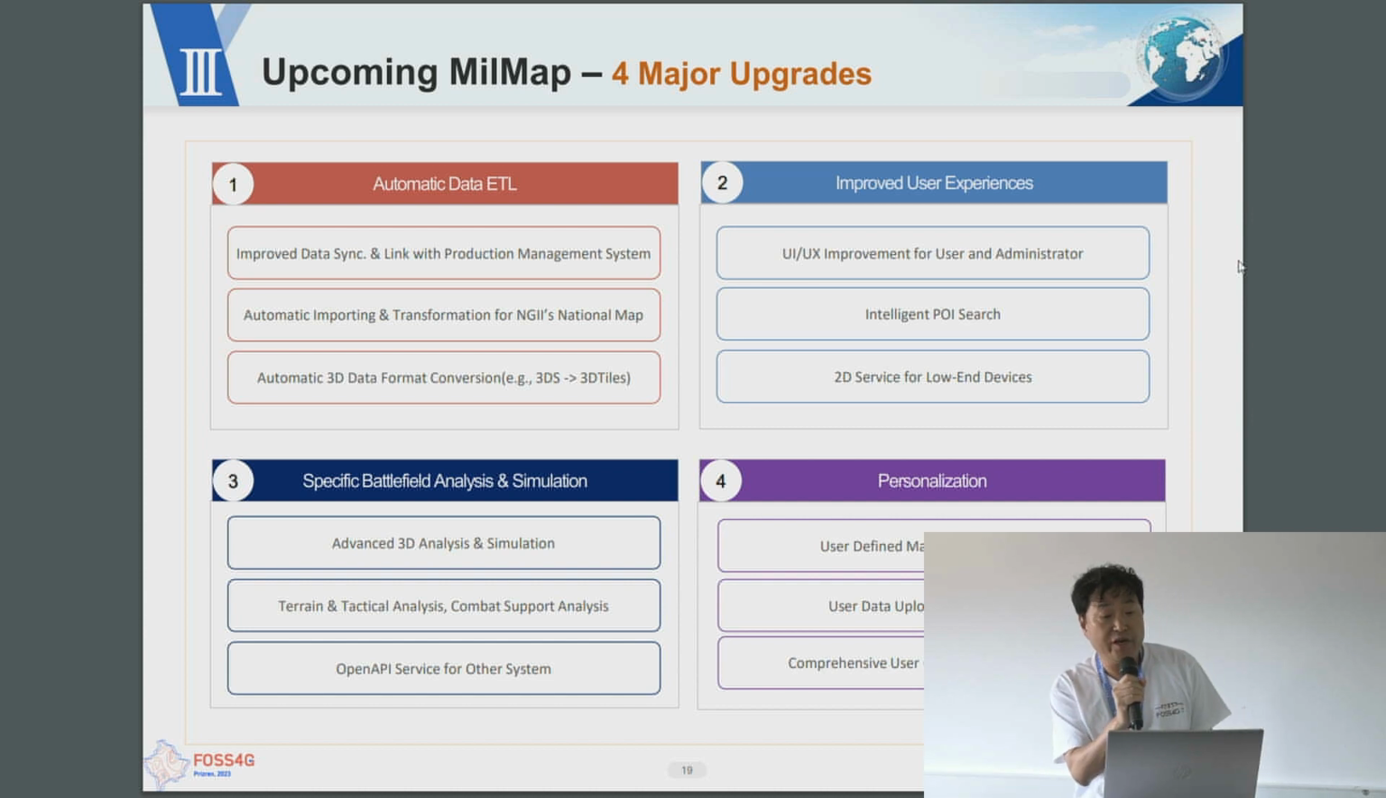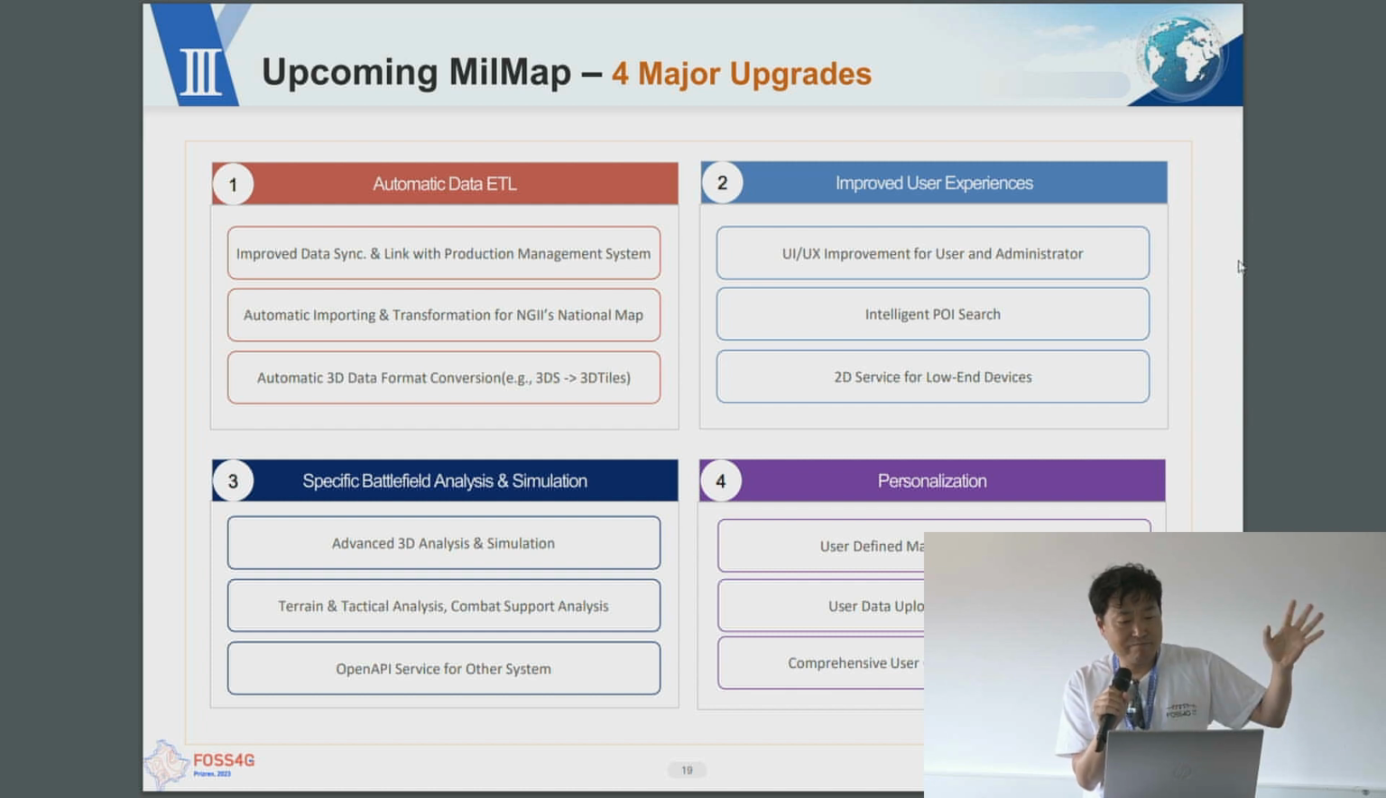So we have 4 major goals in terms of MilMap 4.0. The first one is automatic data ETL: extract, transform, and load. The second one is improved user experience. The third one is specific battlefield analysis and simulation. And the fourth one is personalization. As I already mentioned, there are lots of geospatial sources, and DJI wants to automate the data pipeline. So we will do that.